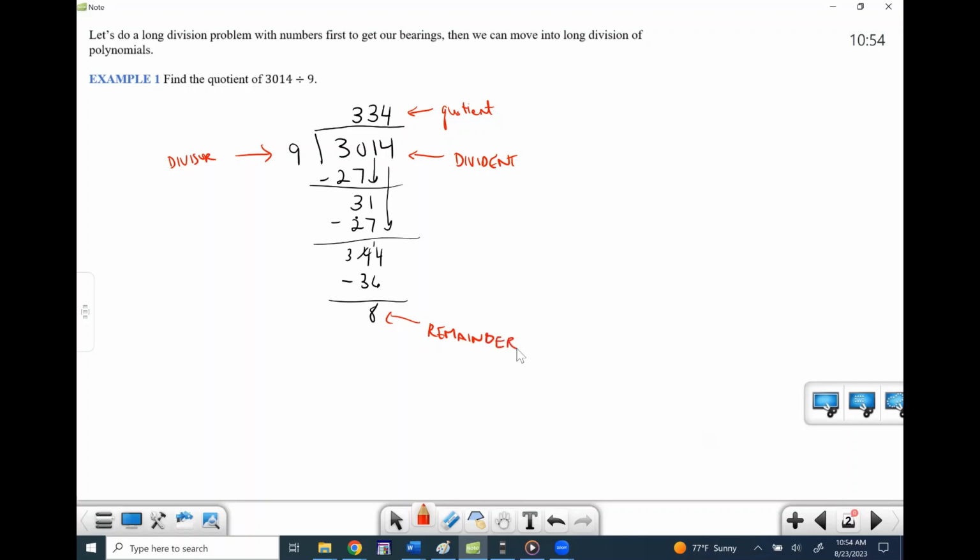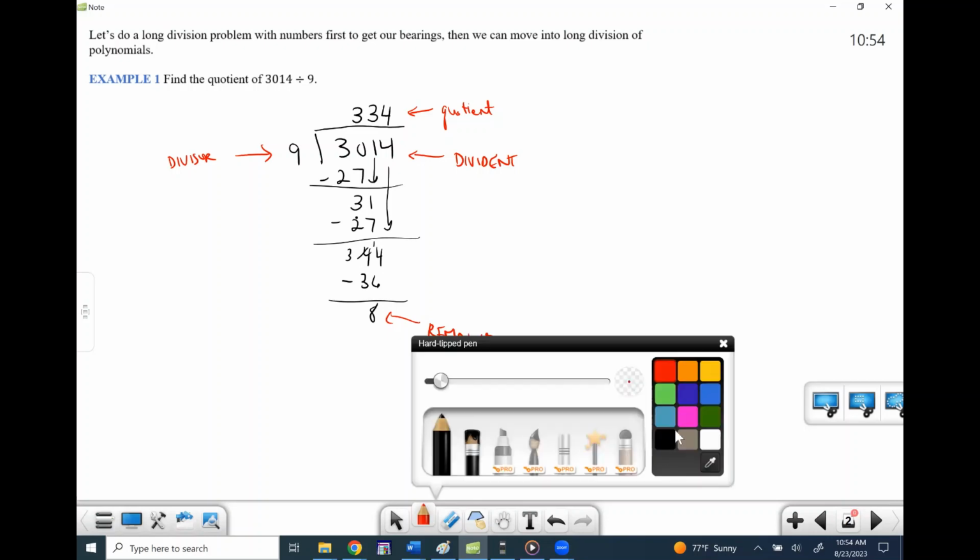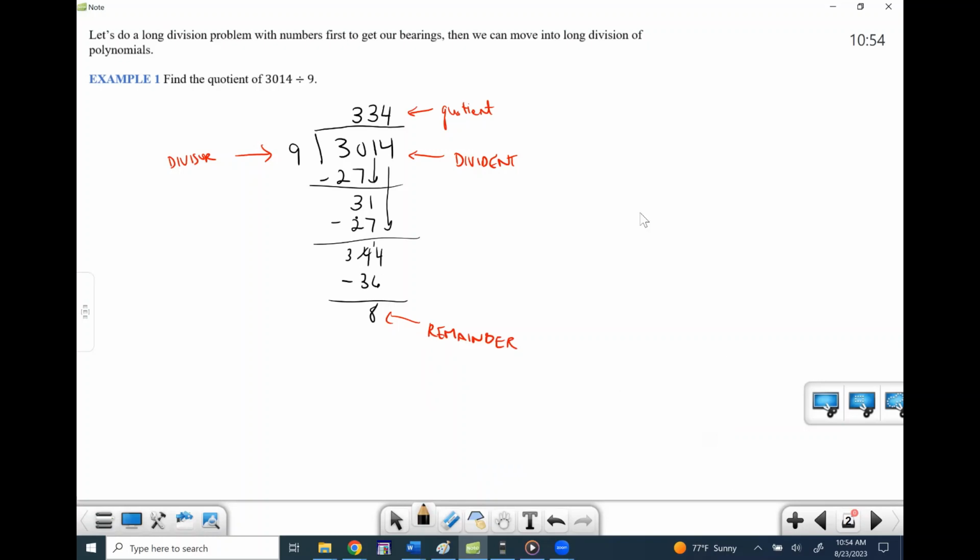Now, normally in the last textbook that I had, they would have you write this as the quotient as 334, and you put the remainder over the divisor. So my old textbook did do this. I noticed this new one, the Pearson one, doesn't, so I'm actually not going to write it that way.